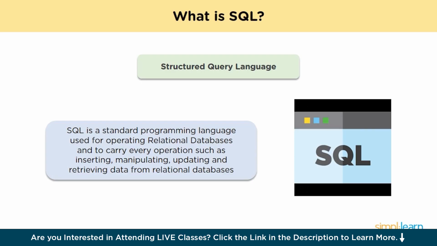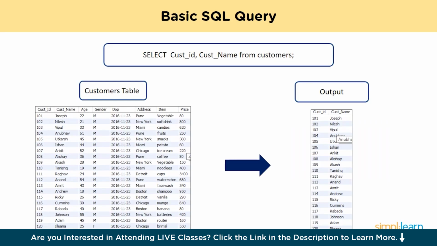Now let us see how we write a basic query. There's a customer table with columns customer ID, customer name, age, gender, date of purchase, address, item, and price. And we need to extract the customer ID and customer name from this table. So we will write a query: select customer ID, customer name from customers, semicolon.